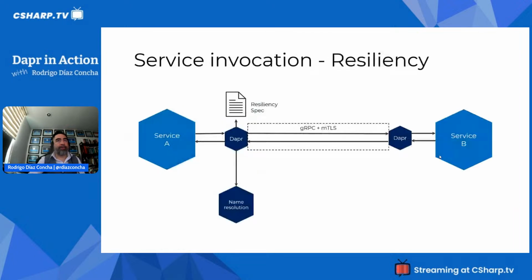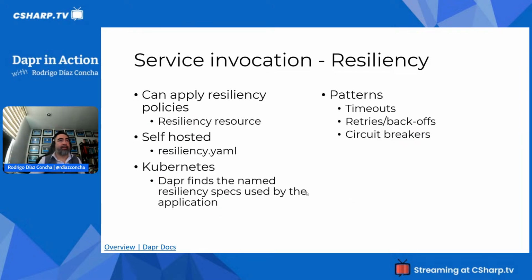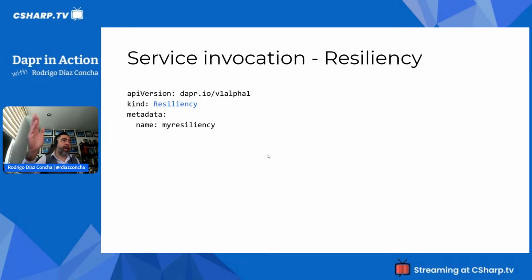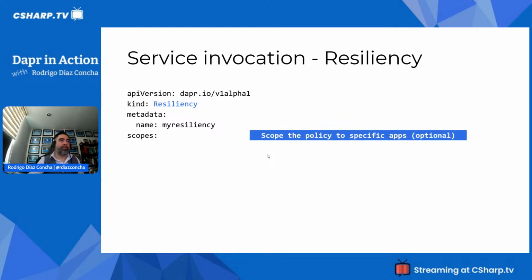So perfect. And you can also have resiliency. This is not only for the service invocation building block, but also for state management and bindings and some others. And this is a file that you can specify. It's a YAML file, similar to the ones that we use in Kubernetes and for other components. And this is actually the contents of that resiliency YAML file that you can specify.